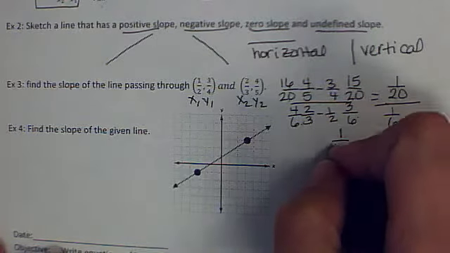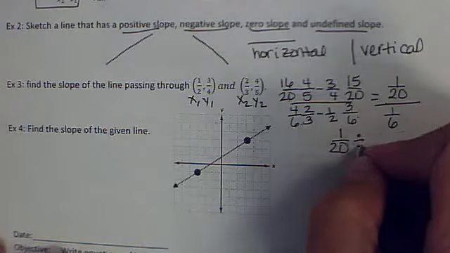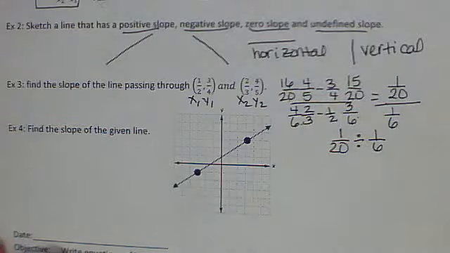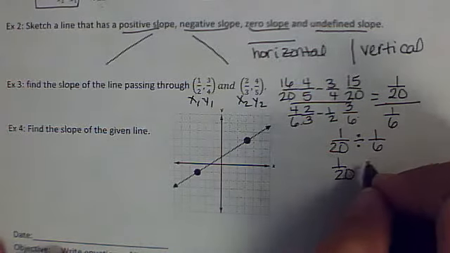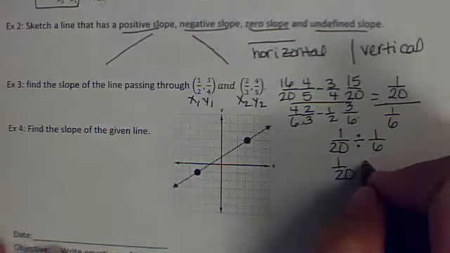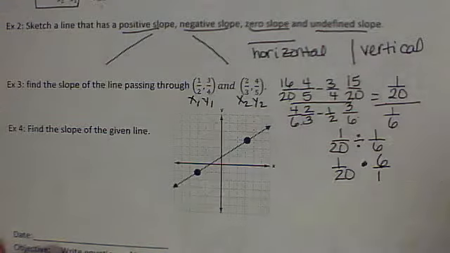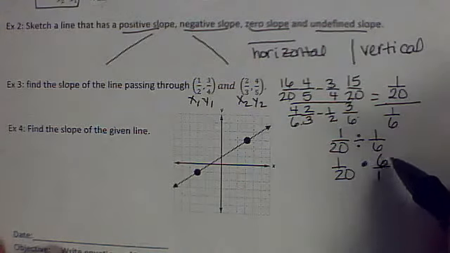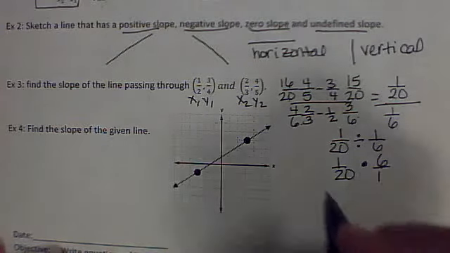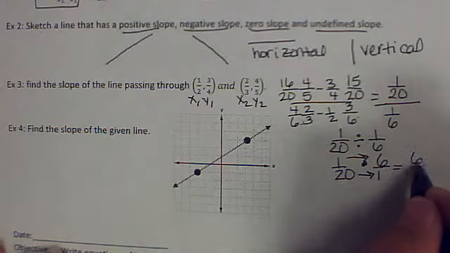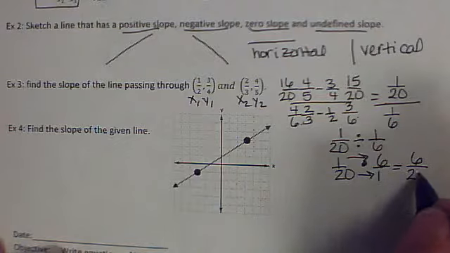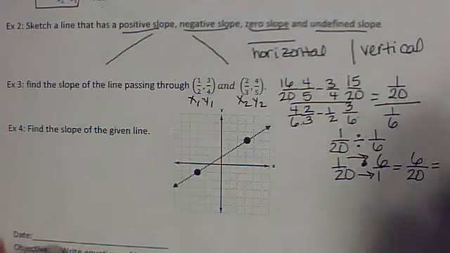So that problem means 1/20 divided by 1/6. So let's think back to how we divide with fractions. You keep the first one the same, then you multiply by the reciprocal. Reciprocal means flip it over. So take 1/6, flip it over, and multiply. When we multiply, we go straight across. 1 times 6 is 6, 20 times 1 is 20, and then we reduce. 6 over 20 reduces to 3/10.